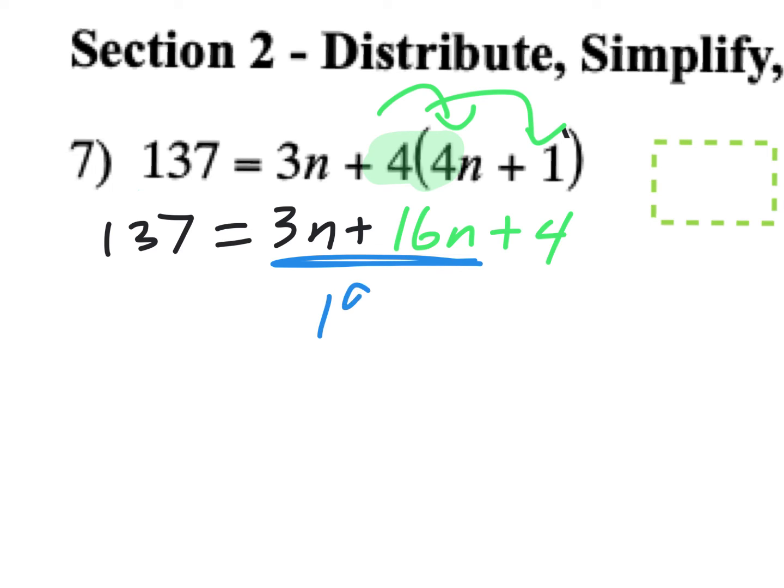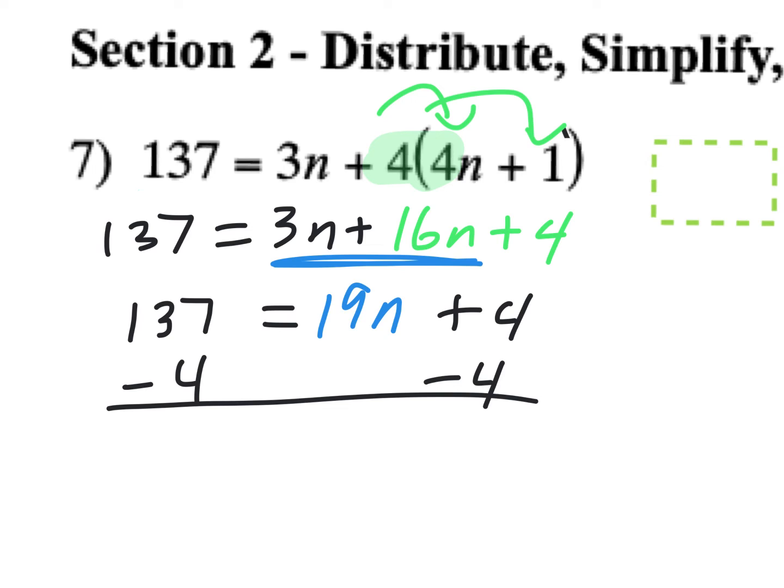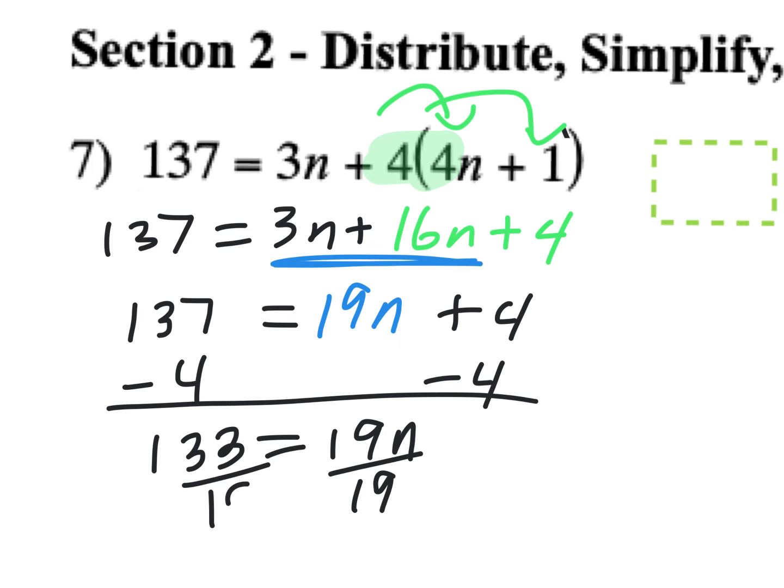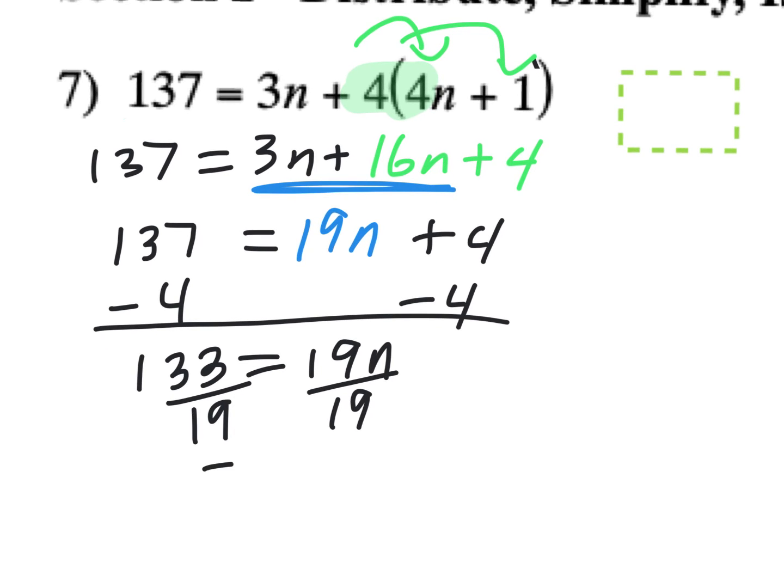So it would help if I actually added those like terms. I'm going to bring everything else down. And finally, I'm going to subtract 4 from both sides and divide by 19 so that I get, I think it's 7, yeah. n is equal to 7. So for the second section of the classwork, I really think the best way to do it is just do your distributive property and then combine anything.